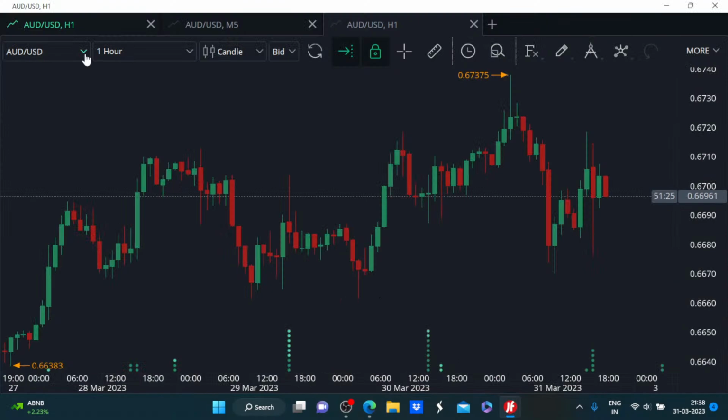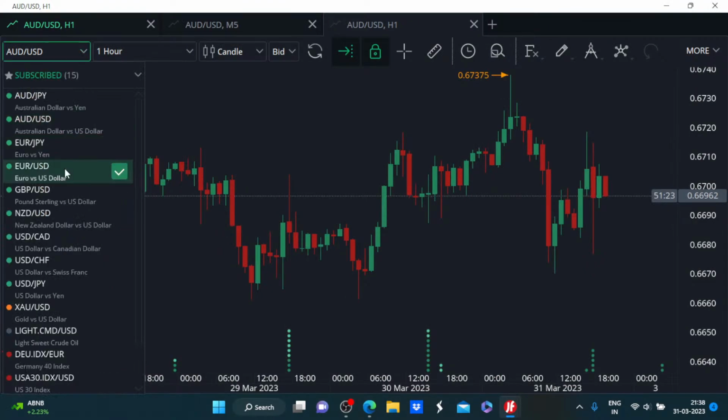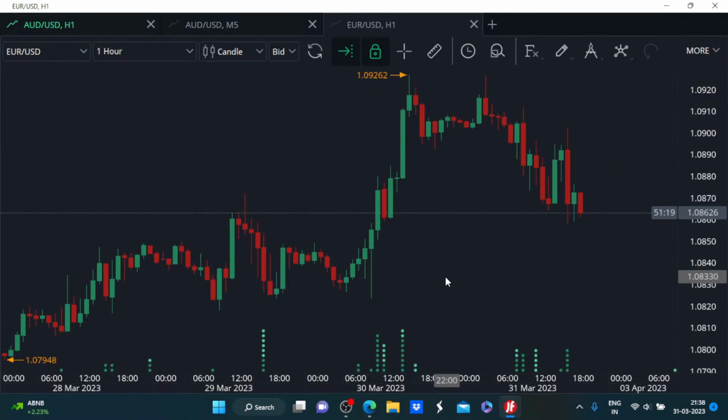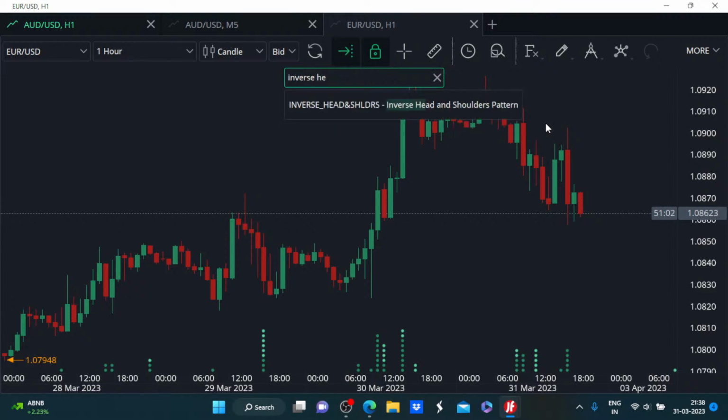This is the chart of the AUD USD. Let me change it to the most commonly traded instrument, that is Euro USD. To find this formation, all you have to do is a quick search, or else you can take the F3 option, also add indicator. If you type in inverse head and shoulders pattern, here it comes.